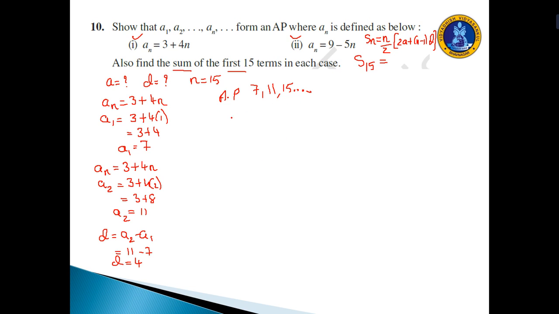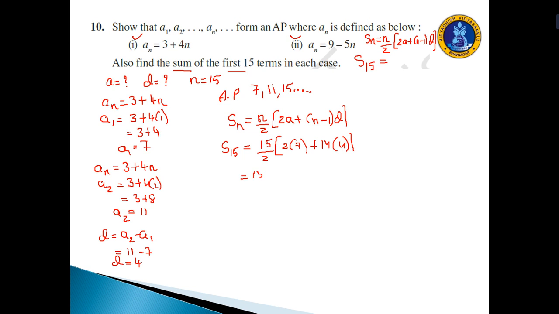अभी क्या करेंगे? We have to put in the formula Sn, n by 2, 2a plus n minus 1 d. S15 we have to find out. 15 by 2, 2a, that is 7, 15 minus 1, that is 14, d, that is 4.